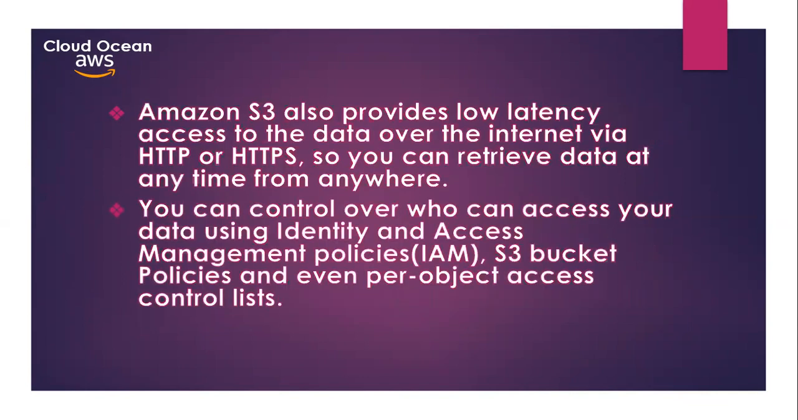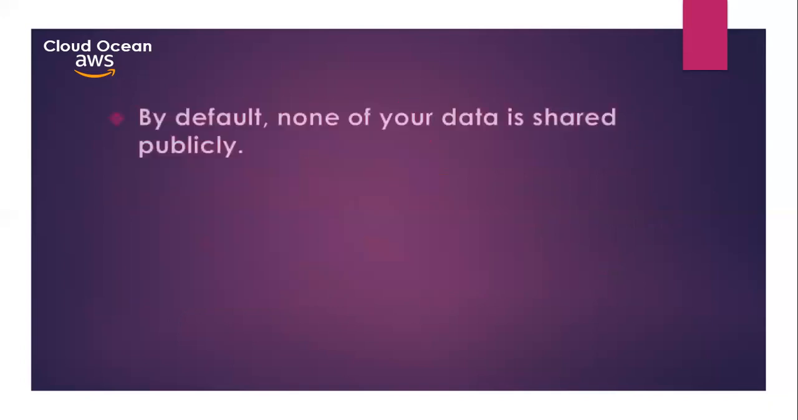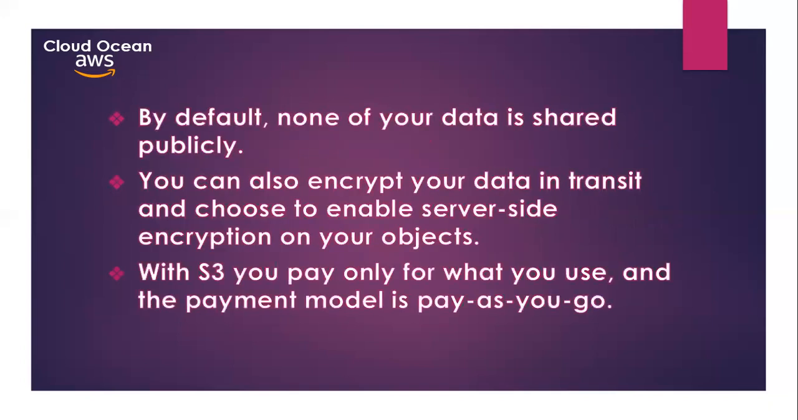Amazon S3 also provides low latency access to the data over the internet via HTTP or HTTPS, so that you can retrieve the data at any time from anywhere. You can control who can access your data using identity access management policies, S3 bucket policies, and even per object access control lists. By default, none of your data is shared publicly. If you want to make it public, you can modify that.